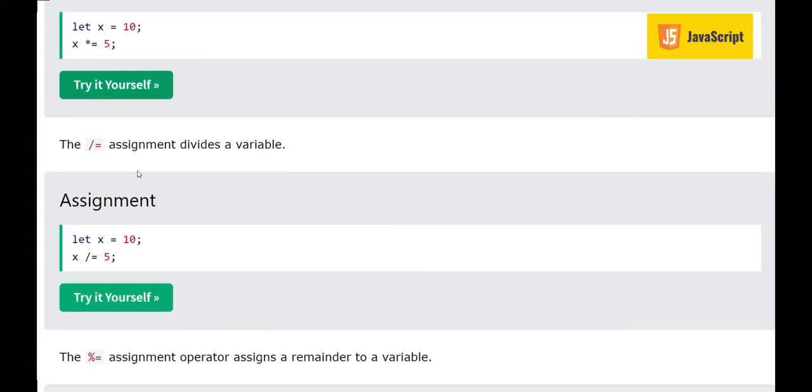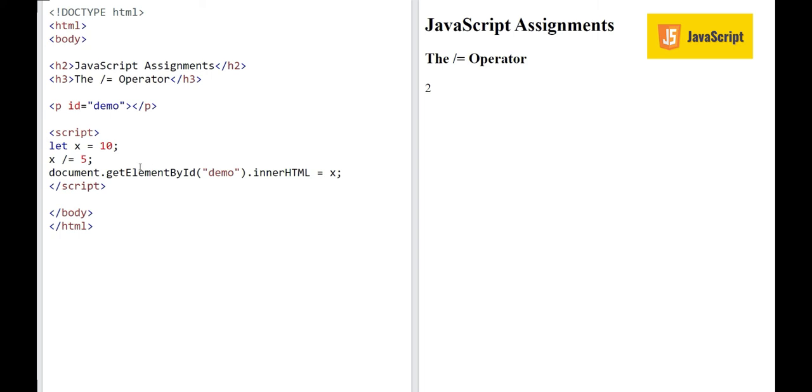Next we have the slash equal to assignment, which divides a variable. So here we are dividing 10 by 5, so the answer will be 2. If I divide 10 by 2, the answer should be 5.